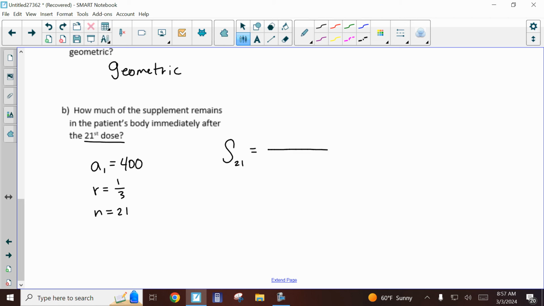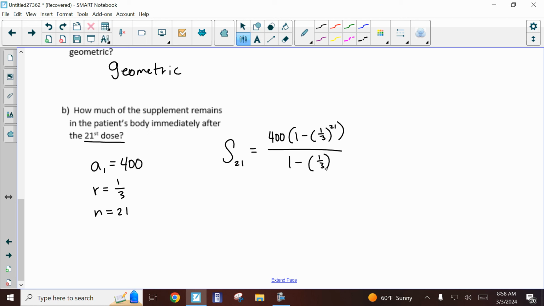Yeah, that makes more sense. If they would have just said he took the pill one time and they want to know how much is left in his body after 21 days, then we would use the other formula where we would find the 21st number in the list. Okay, so we're going to do the first dose, 1 minus r, which r is 1/3. And then this is going to be 21, and then 1 minus 1/3 again down at the bottom.